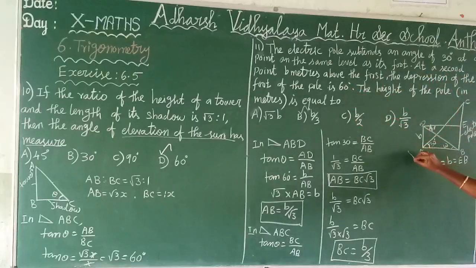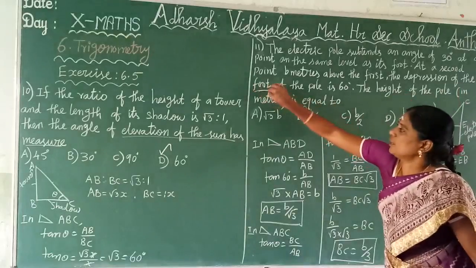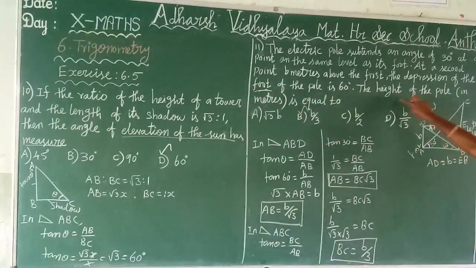This is the first point, and this is the second point. How do we make the second point? It is B meters above the first point's level. From the second point, the angle of depression of the foot of the electric pole is 60 degree. The height of the pole in meters is what you want to find, so the height of the electric pole. First draw a diagram and explain this.